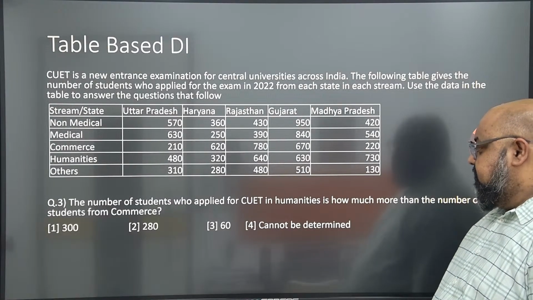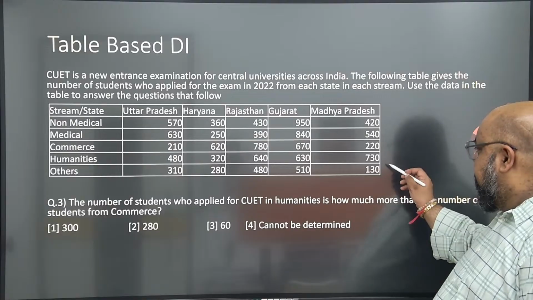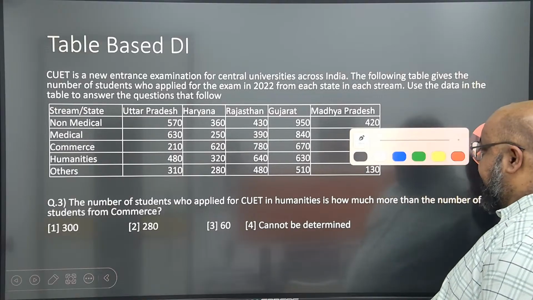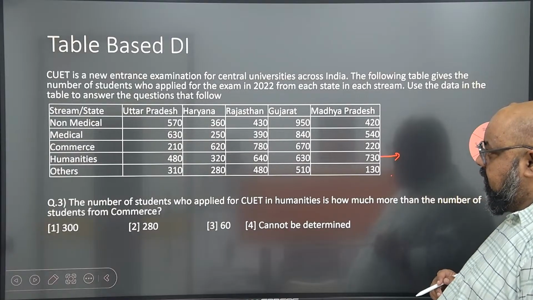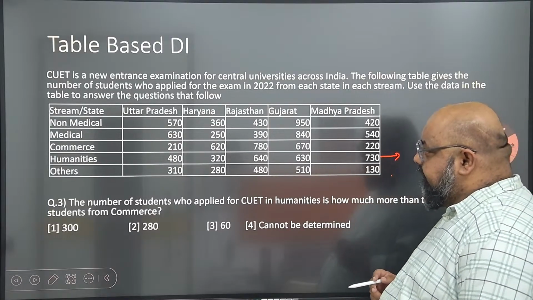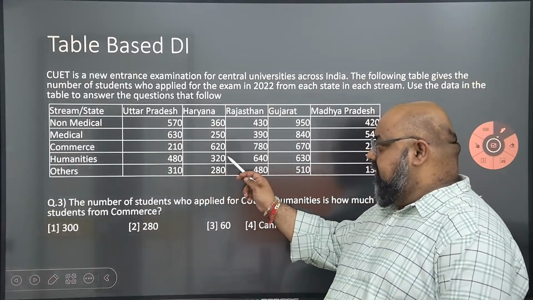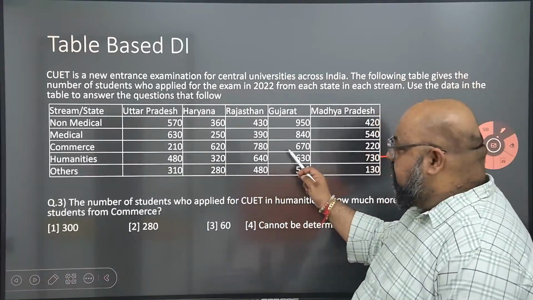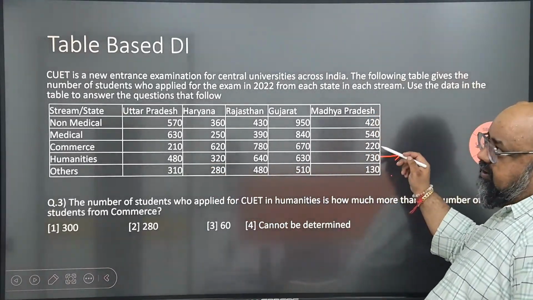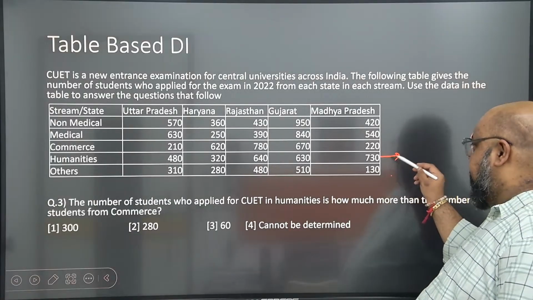Humanities, commerce. Humanities का टोटल निकालेंगे. Okay. 480 plus 320. 7800. 1440. 2040, 2070. 21, 2800.